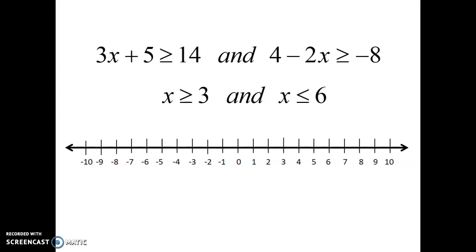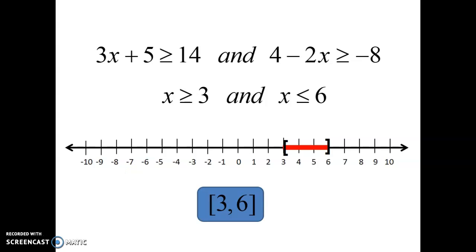With that being said, let's look at what the graph looks like. So we have a bracket at 3 going to the right. We have a bracket at 6 going to the left. We shade in between the two of them. Because you're shading between the two of them and it is an AND, that becomes your interval notation. So we have bracket 3, comma 6 bracket. And that would be your answer.